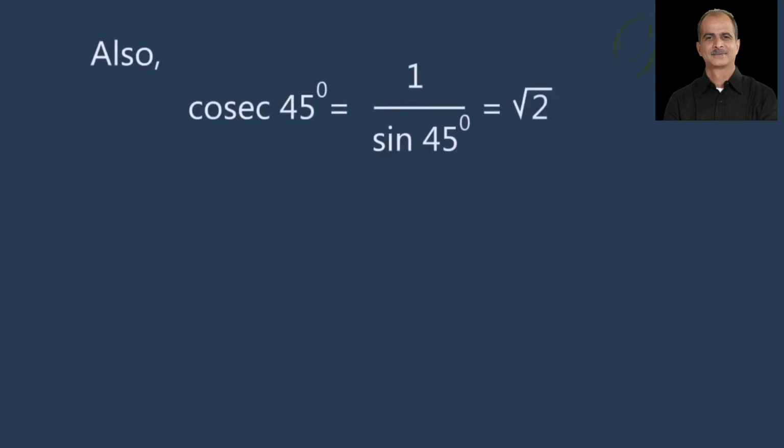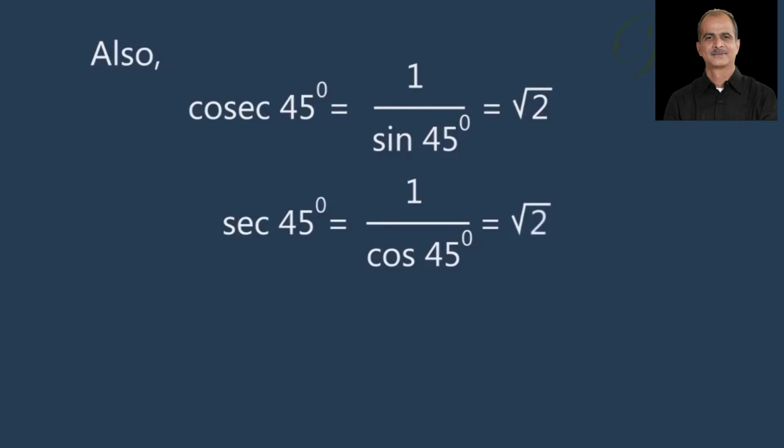So, cosec 45, as you know, is 1 upon sine 45, and that's why the value is 1 upon 1 upon under root 2, which is equal to under root 2. Now, sec 45, as you know, is the inverse of cos 45. So 1 upon 1 upon under root 2 is equal to under root 2. Similarly, cot 45 is equal to 1 upon tan 45, which is equal to 1.